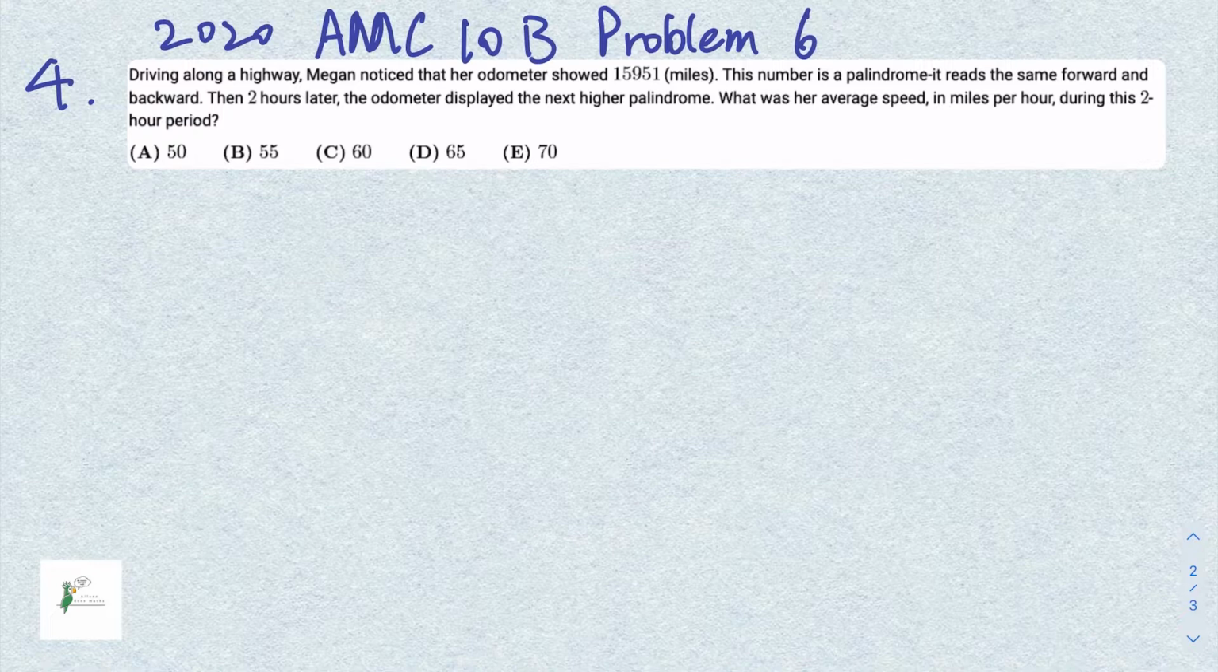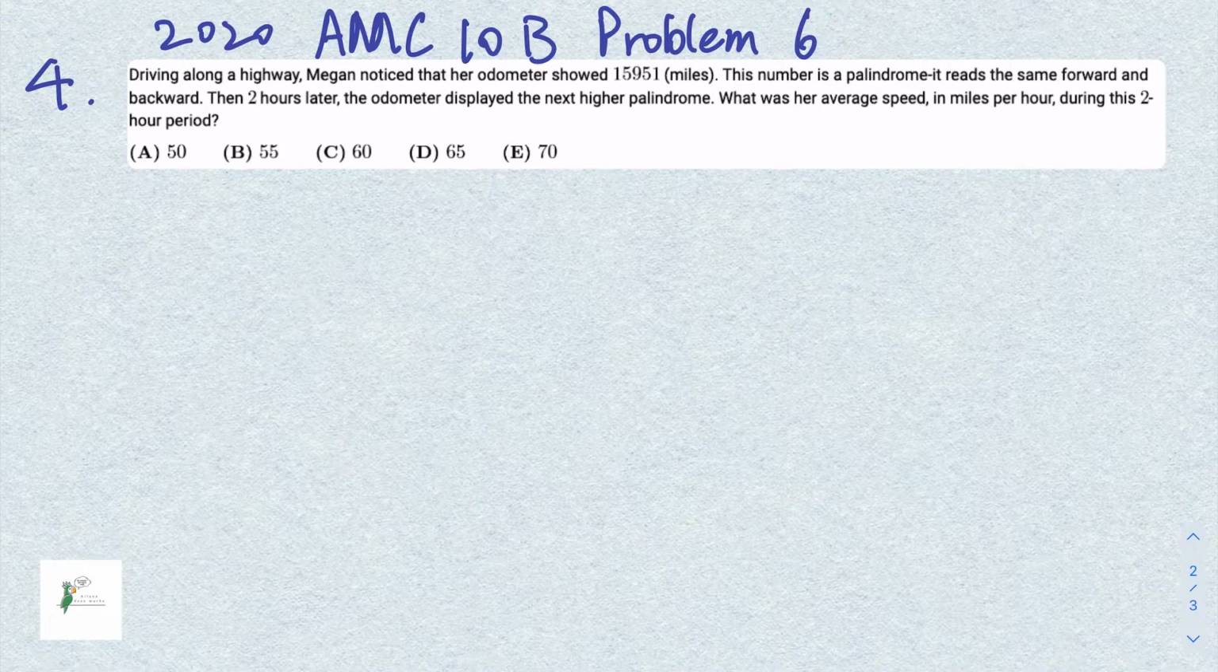This number is a palindrome because it reads the same forward and backward. Then, 2 hours later, the odometer displayed the next higher palindrome. What was her average speed in miles per hour during this 2-hour period? Okay, the first thing we need to find out is the next palindrome, right?